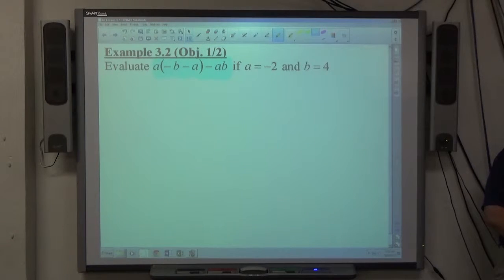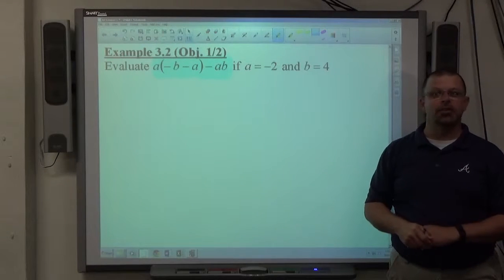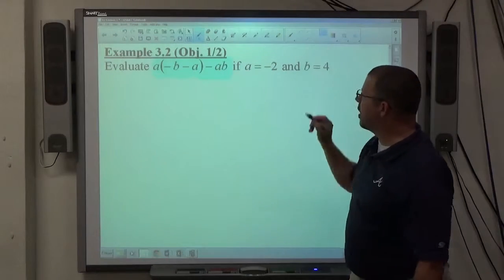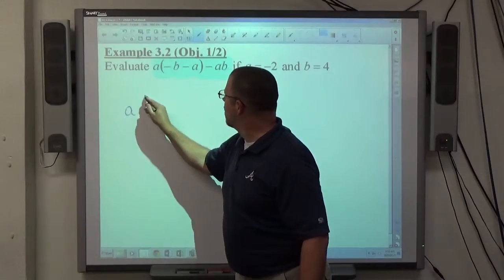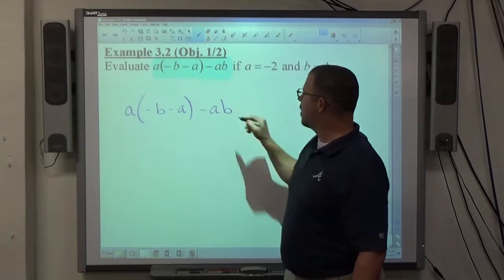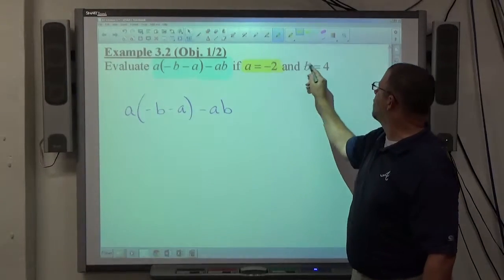The only way it wouldn't be the wrong answer is if minus ab happens to equal 0. 2 and 4 don't multiply to make 0, so it's not going to be 0 this time. So if you leave the ab off this time, you're going to be wrong. So be careful that the entire expression is looked at. So a parentheses negative b minus ab is what we're trying to evaluate. And then our variables are negative 2 and positive 4.